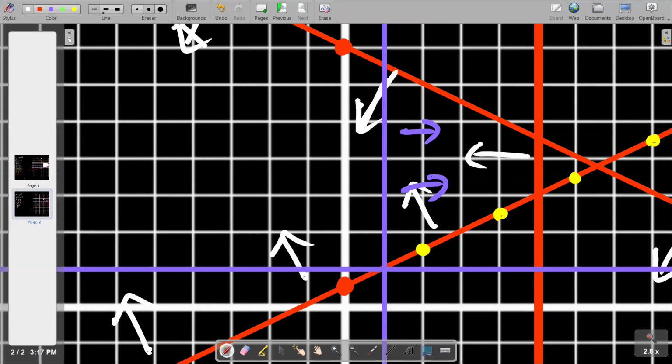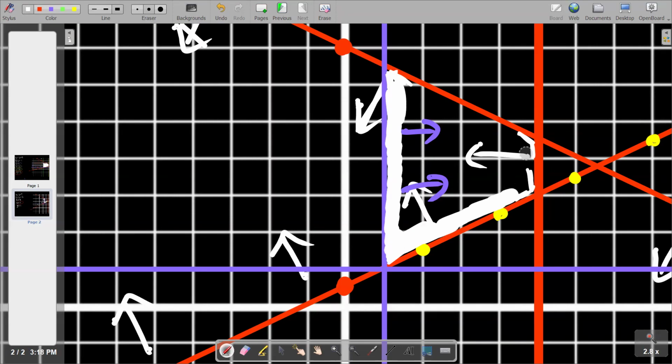And so what I'm going to do again is just highlight the region, and it's just good to find the corners first. So there's a corner, there's a corner, and there's a corner, and there's a corner. And then from there, your job is just to shade it in. And what's that called again? The feasible region. Very good.